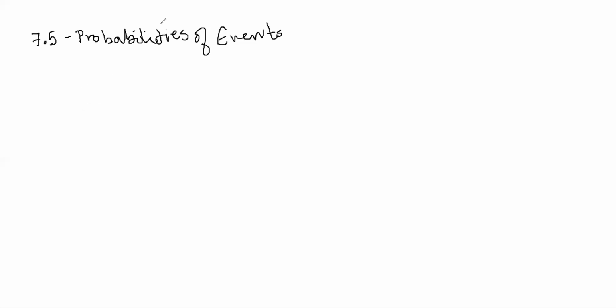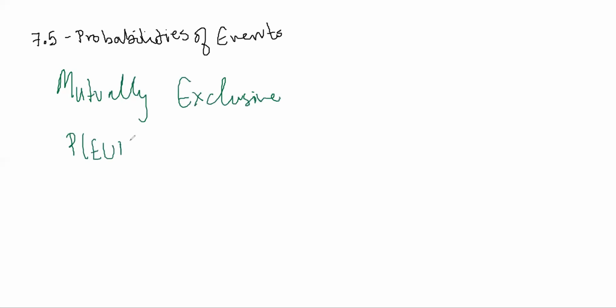Okay. So basically, the rule associated with mutually exclusive events is that, if our events are E and F, the probability of E or F occurring is equal to the probability of E plus the probability of F. And so this is less about how to tell if they're mutually exclusive and more about what you can do if they are mutually exclusive.